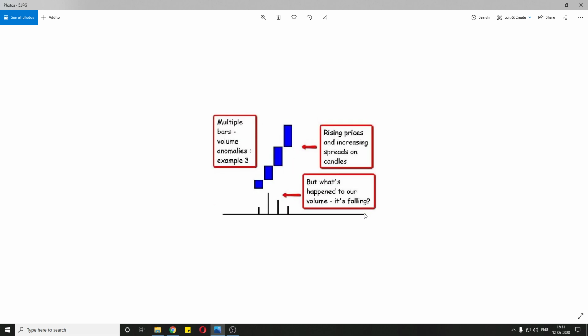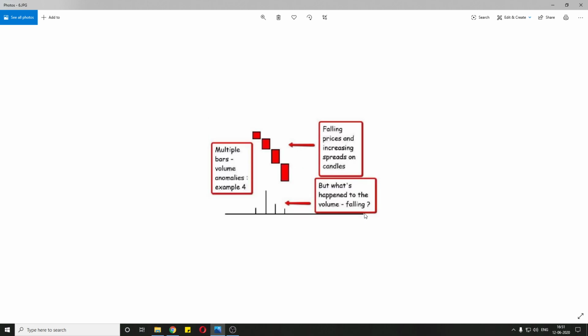But in this example, we see some anomaly because the price is rising, the spread is rising, but the volume is falling, indicating that there is something wrong with the uptrend and it might soon reverse. Same goes with the downtrend, where the price is falling, spread is increasing, but the volume is falling, indicating that the big players are not selling anymore and the volume is getting less, so it might soon reverse.